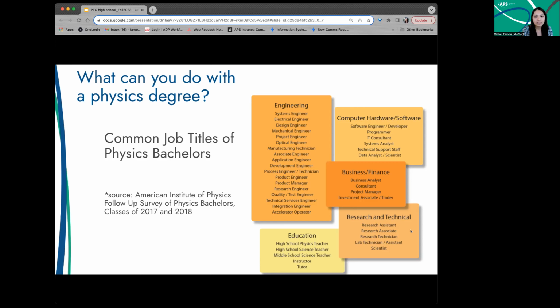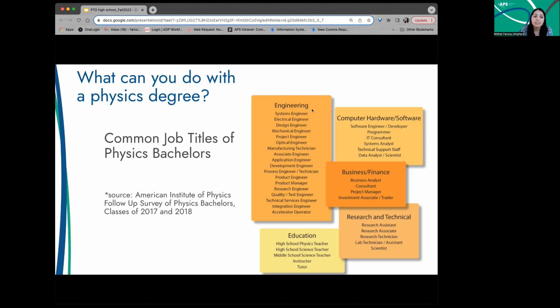So what I recommend doing with this slide is putting it up, letting them digest it for a few seconds, and then maybe calling out a few of these titles that may interest your audience or things that interest you. So if I'm presenting, I might say something like, there are lots of different jobs out there with a physics bachelor's degree.